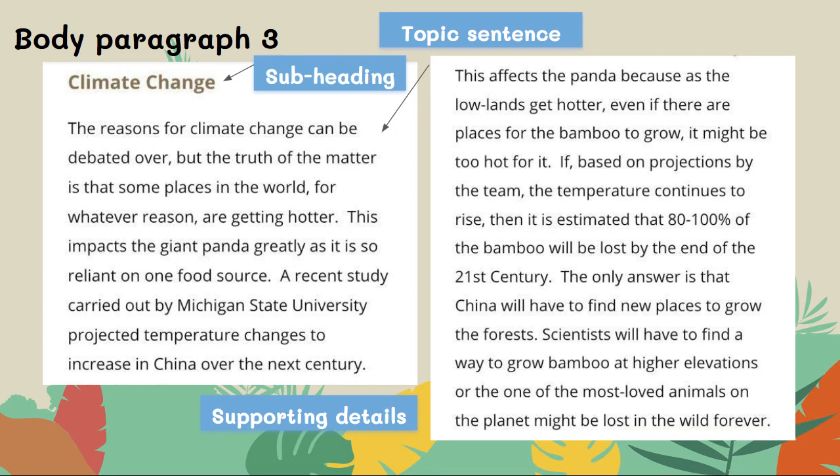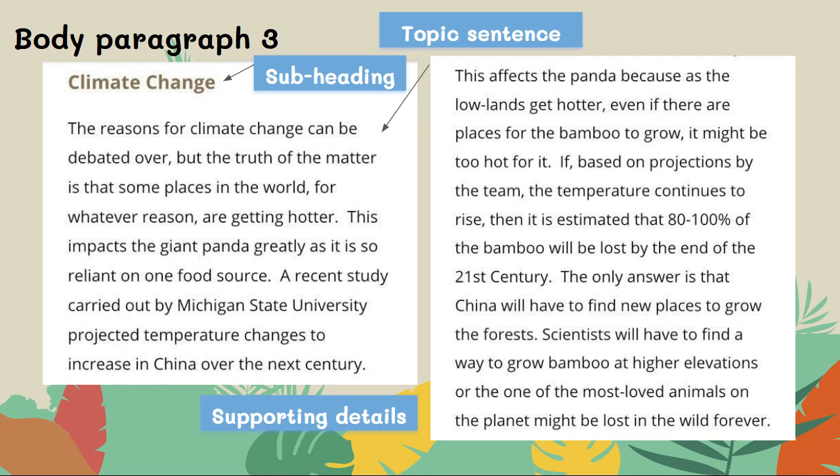This affects the panda because as the lowlands get hotter, even if there are places for the bamboo to grow, it might be too hot for it. If, based on projections by the team, the temperature continues to rise, then it is estimated that 80 to 100% of the bamboo will be lost by the end of the 21st century. The only answer is that China will have to find new places to grow the forest. Scientists will have to find a way to grow bamboo at higher elevations, or one of the most loved animals on the planet might be lost in the wild forever.